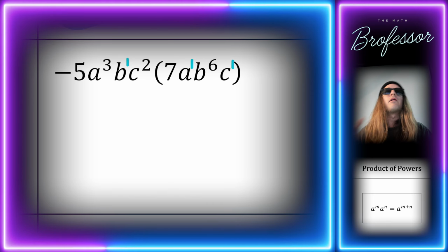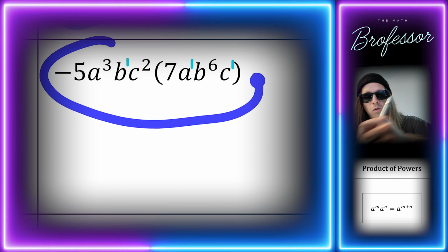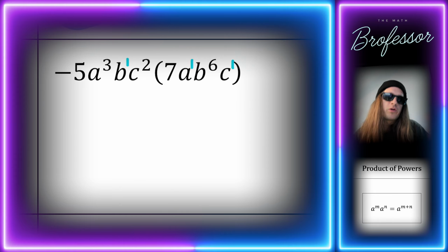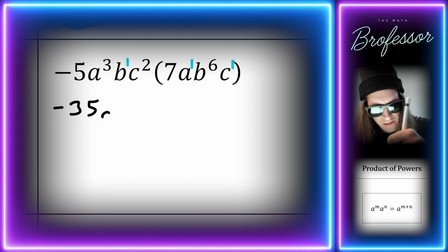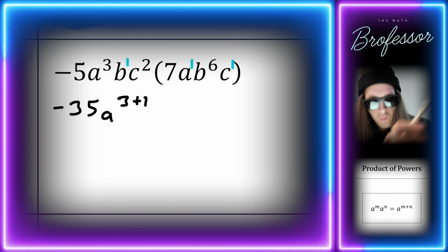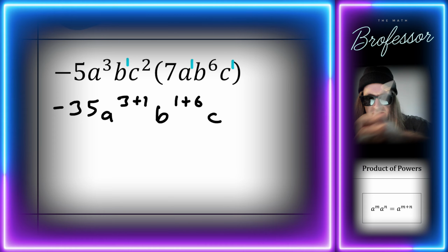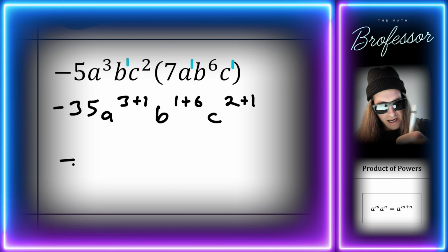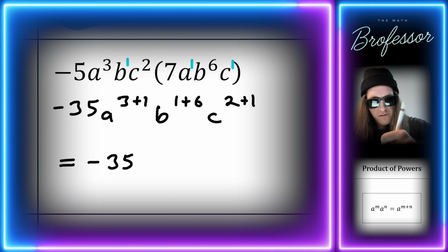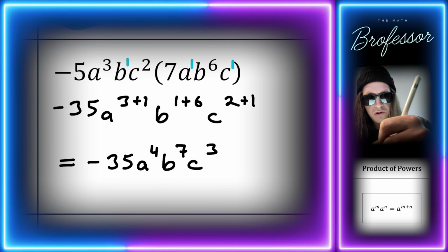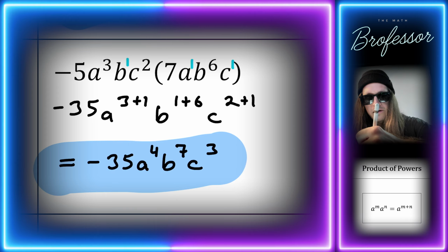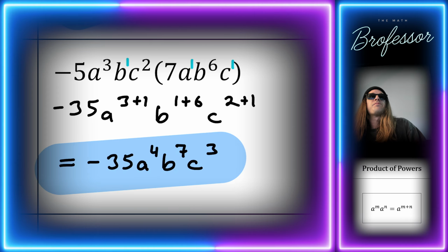-5 times 7. Again, realize that all of this is just one big chunk of multiplication, meaning order doesn't matter, right? Multiplication is commutative. So I could just right away multiply the -5 by the 7, and that is -35. Now for my A's, I have a 3 and a 1 that need to be added. For my B's, I have a 1 and a 6. And for my C's, I have a 2 and a 1. So the answer here is -35 A to the fourth, b to the seventh, c to the third, or c cubed. And that right there is the answer. Good. That's it.